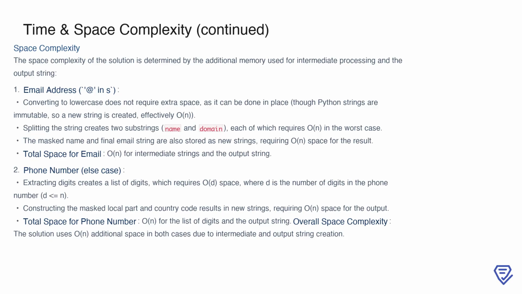For phone numbers, extracting digits results in a list of digits, requiring O(d) space, where d is the number of digits in the phone number. Since d is always less than or equal to n, this is effectively O(n). Constructing the masked local part and the country code also involves creating new strings, which require O(n) space. Therefore, the solution has an overall space complexity of O(n) in both cases, as the additional space used is proportional to the size of the input string.